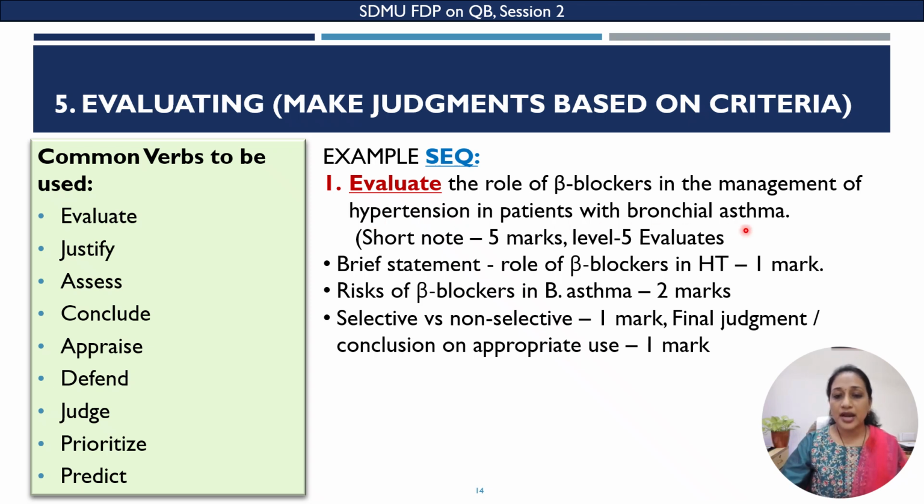Therefore, this kind of a question requires the student to not only have basic information about the disease, about the drugs, about recall, understand, apply, evaluate. Now, here is where he has to actually make the judgment and give his opinion based on the criteria. Therefore, this is a higher order thinking question and can be assessed at level 5 of cognitive domain.